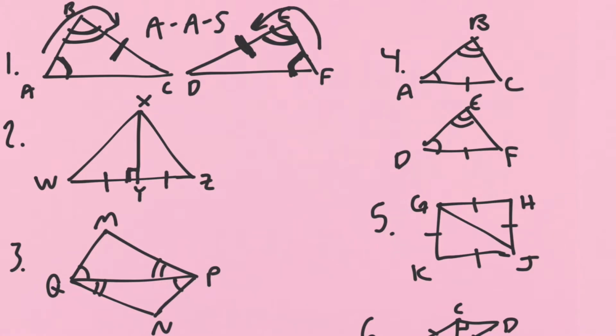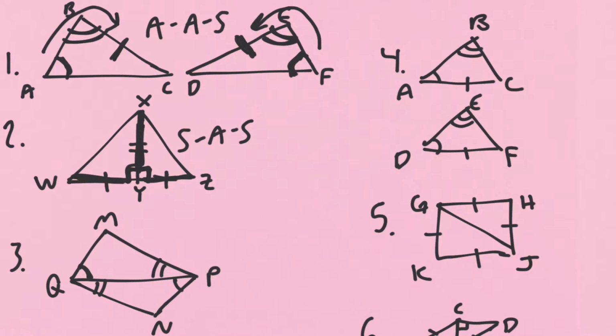In number 2, if that's 90 degrees, then this is also 90 degrees, but we still need a third piece of information. This side is shared in both triangles, meaning that these two triangles are congruent by side, angle, side. Or you could look at it the other way, side, angle, side.